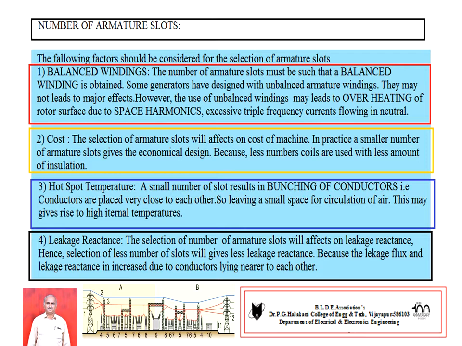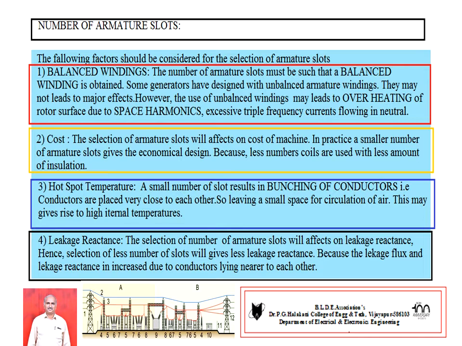Number 3, hotspot temperature. A small number of slots results in bundling of conductors. That means more conductors are placed very close to each other, leaving a small space for circulation of air, which may give rise to high internal temperature. This occurs at a spot in the windings. This occurrence of high temperature in windings is referred to as hot spot temperature. We have to take care.